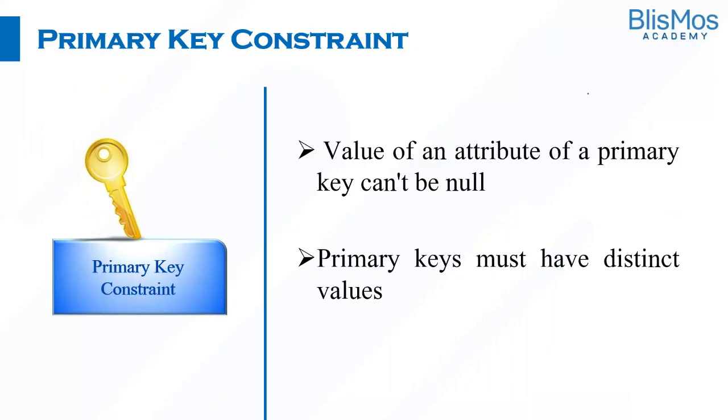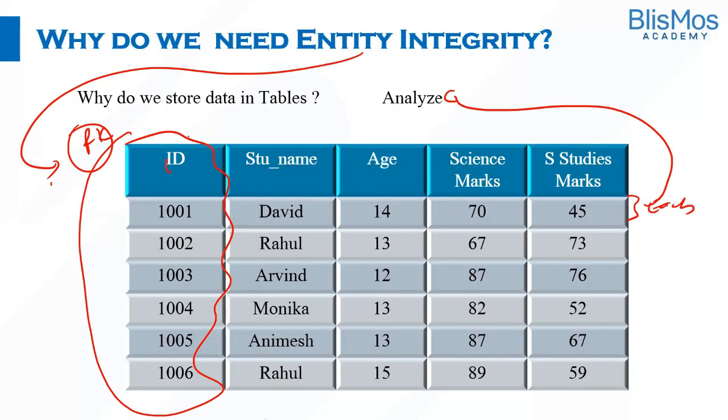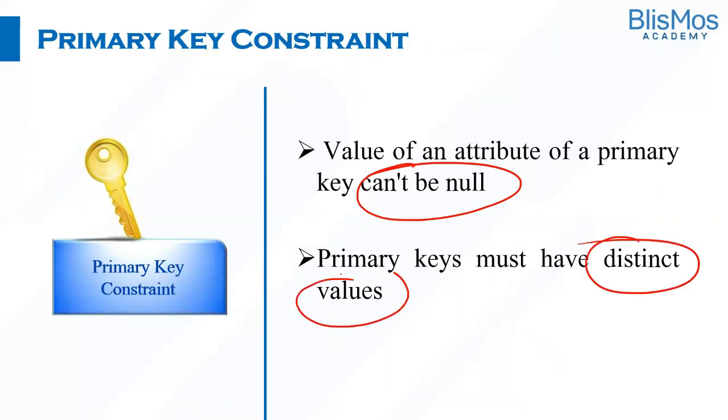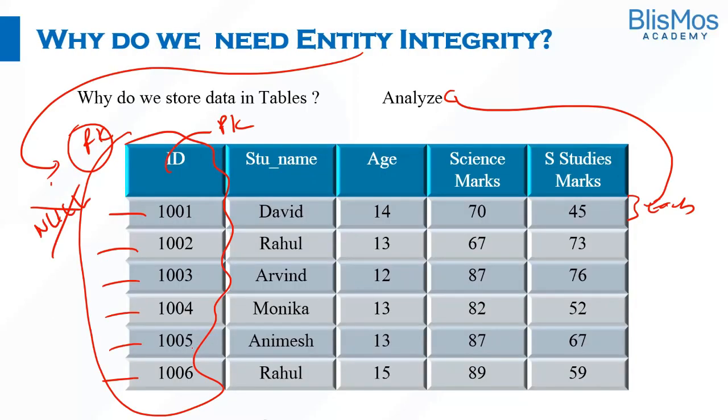What does the primary key constraint tell us? The value of an attribute of a primary key can't be null. Whenever you have a table, assuming this is a primary key, the value of this particular column cannot be null. We cannot have a null value as a part of the primary key. And also it says we should have distinct values. If you see here, we have distinct values 1001, 1002, 1003. So the primary key constraint enforces that the value should not be null and also there should not be duplicates, right?